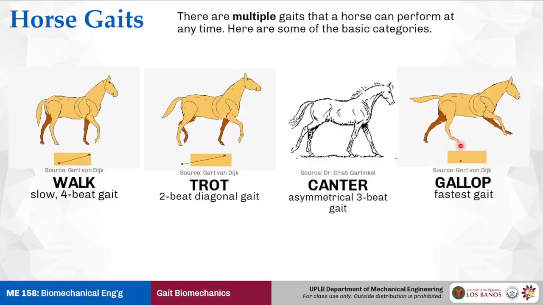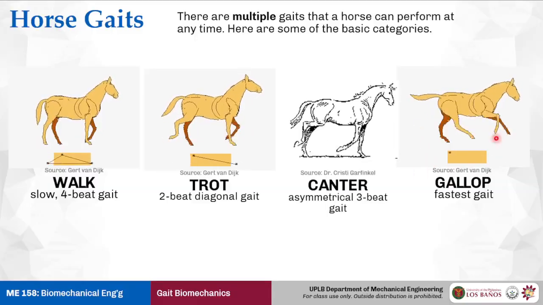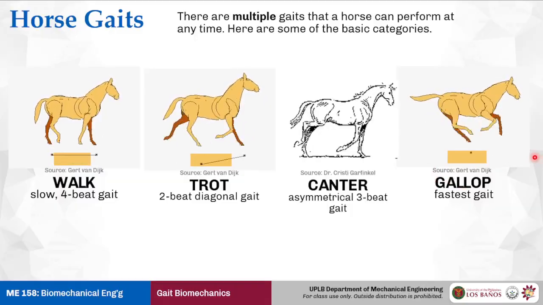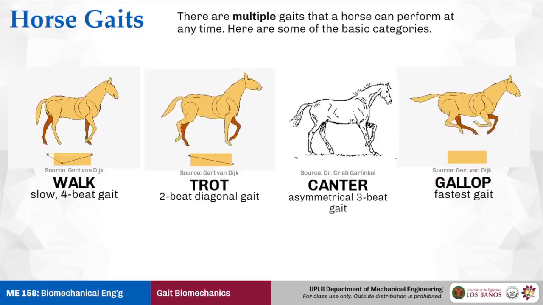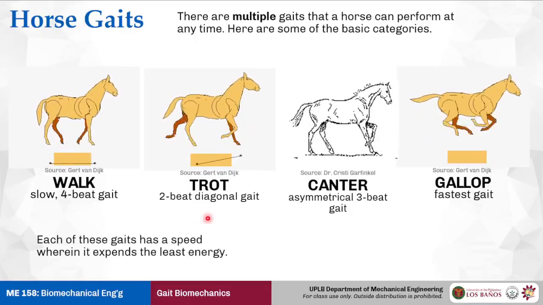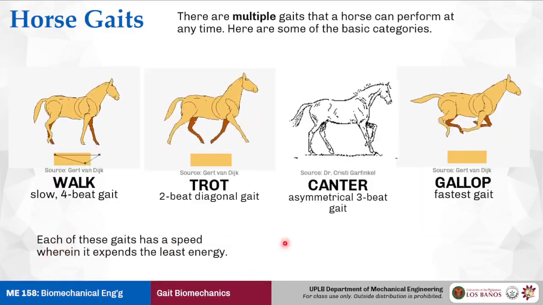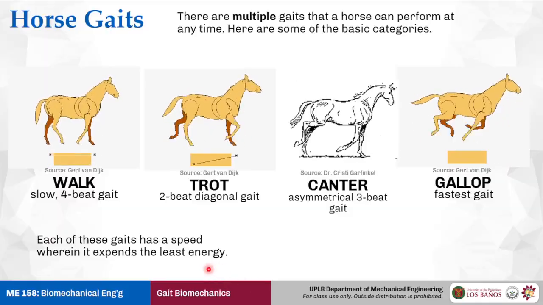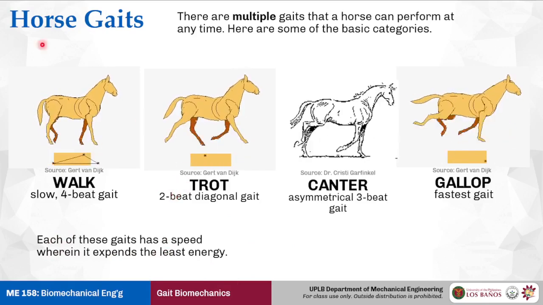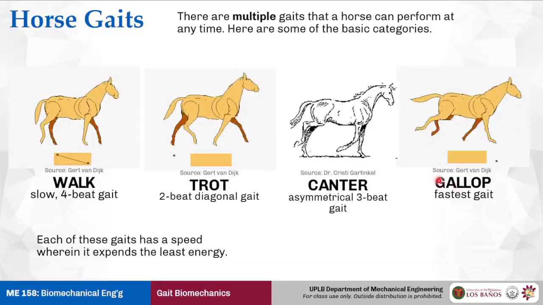You can see here, the horse is essentially flying. These are the footprints of the horse, and you can see that it just disappears immediately. Yeah, the horse is essentially flying in this case. So again, each of these gaits has a speed at which it expends the least energy, and the horse picks the gait that will save the most energy. If it wants to walk slowly, it uses the walk gait. If it wants to run really fast, it uses the gallop.